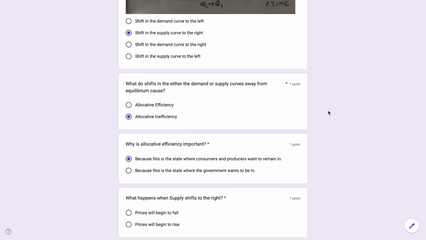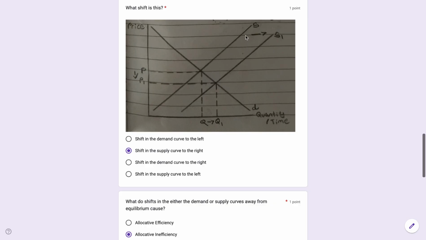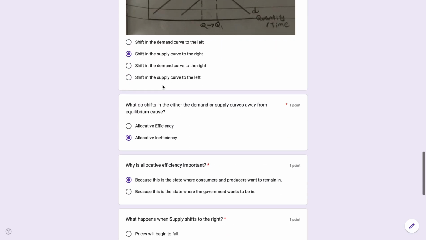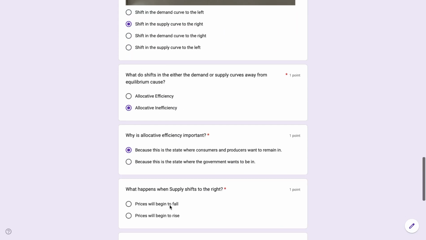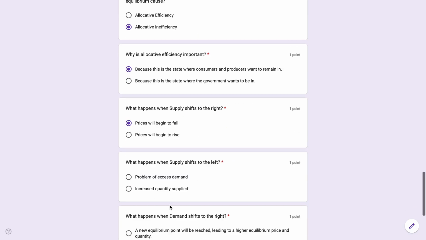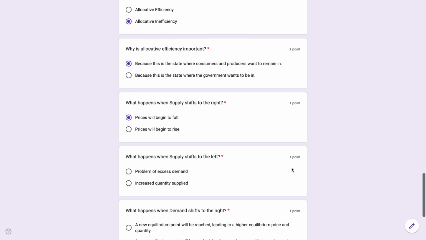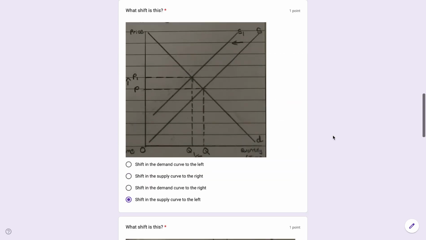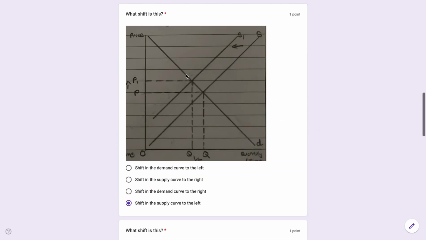So what happens when supply shifts to the right? Well, what do we see here? When the supply shifts to the right, we can see that the quantity is increasing, but the price is decreasing. So prices will begin to fall. What happens when supply shifts to the left? Well, let's go back here and check. When supply shifts to the left, we can see that the prices are increasing because there's a minimal amount of goods and services.